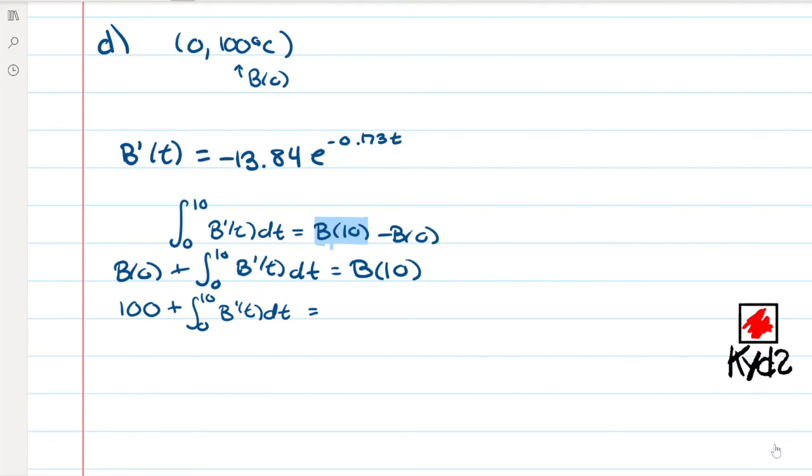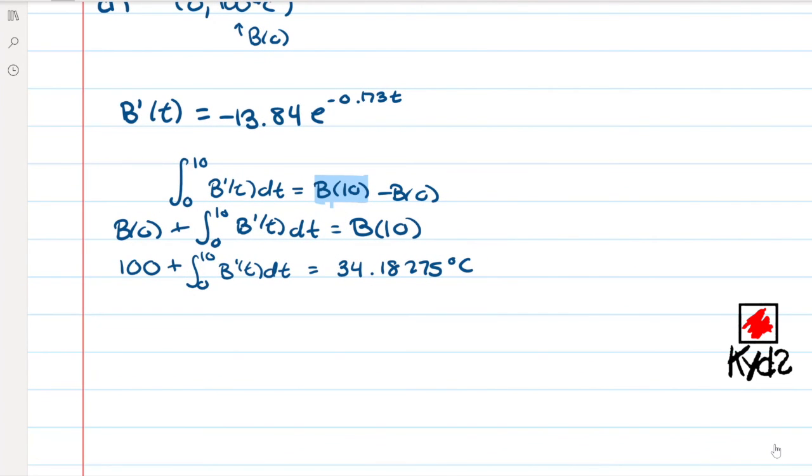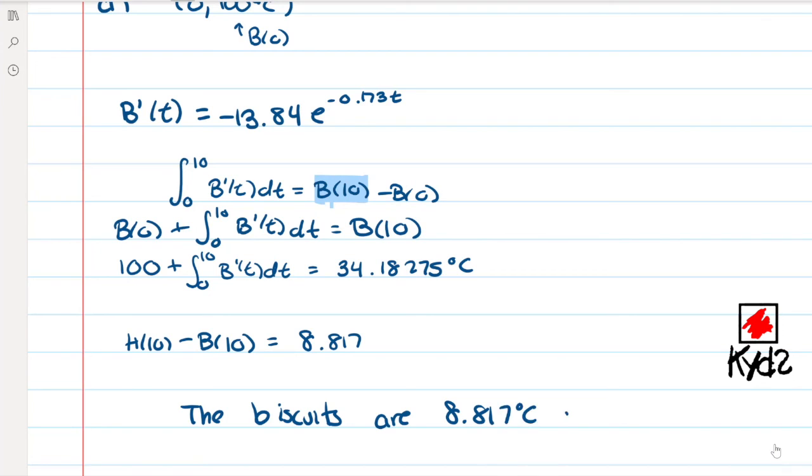And you put that all in your calculator and you get 34.18275. So that means at time 10, after 10 minutes, your biscuits are about 34 degrees Celsius. To find out how much cooler they are than the tea, you want to do H of 10 minus B of 10, and that's going to give you 8.817. So the biscuits are 8.817 degrees cooler than the tea.